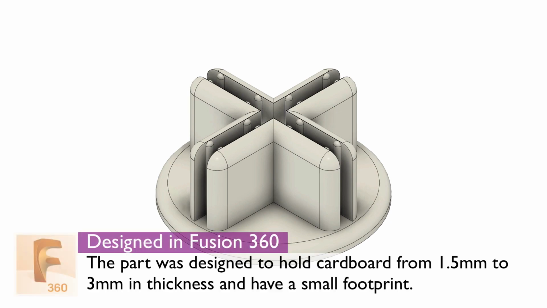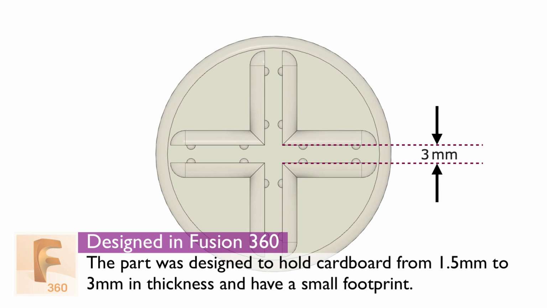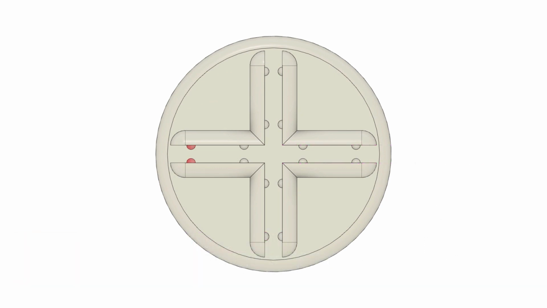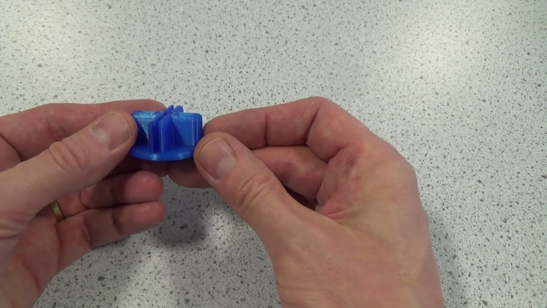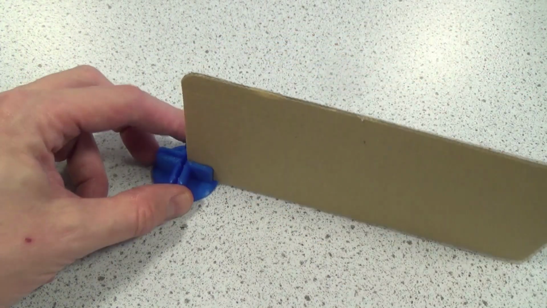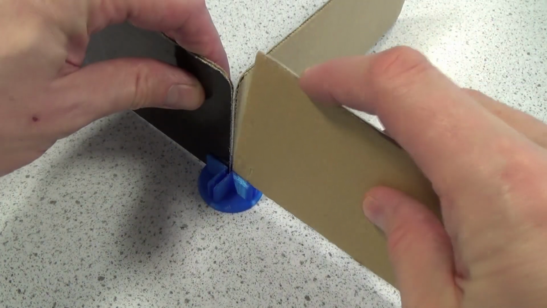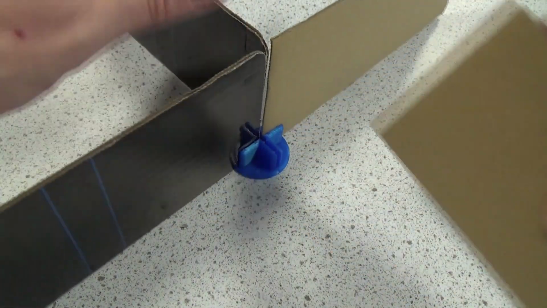I measured the thickness of several bits of cardboard and designed it to hold anything up to 3mm thick. By including these internal notches, it'll also happily support cardboard down to 1.5mm thickness without wobbling. After 3D printing my first design, it was time to test it, and as you can see, it did the job well. The next step was to print more of them. You can't really make a robot maze with just one.